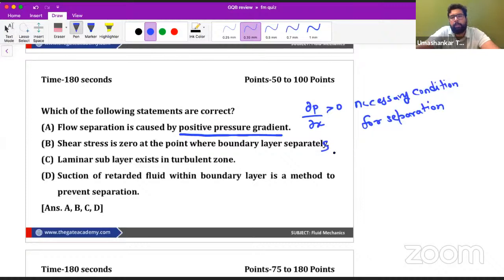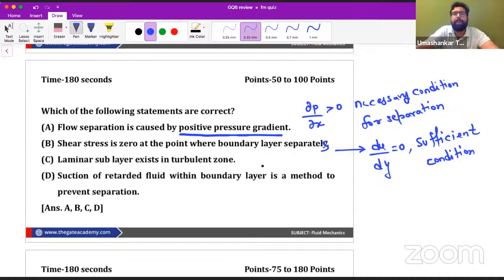Okay. Boundary layer separates. So at the point where boundary layer separates, we know du by dy is equal to 0. So this is the sufficient condition. If you remember this topic, this is the sufficient condition. What does that mean? If del P by del X is greater than 0, then there are chances of separation. That means separation can happen, and it will happen only when du by dy becomes 0.